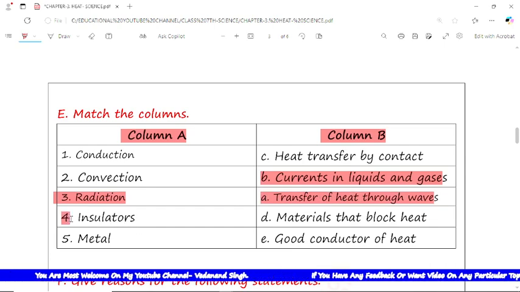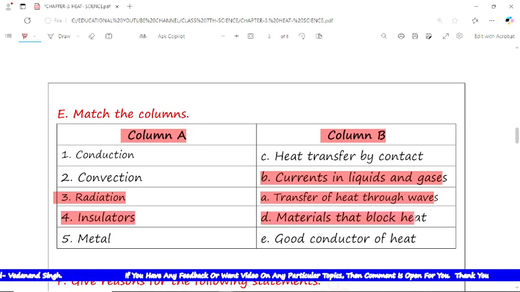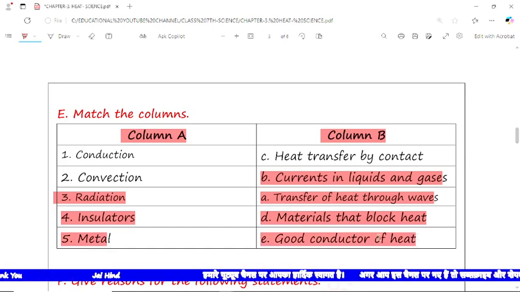Now the insulator, fourth, is the option that is a material that blocks heat. Generally, an insulator blocks heat and does not allow it to pass through. Now the next is metal. The metal is a good conductor of heat and electricity. So E is the correct option for this question.